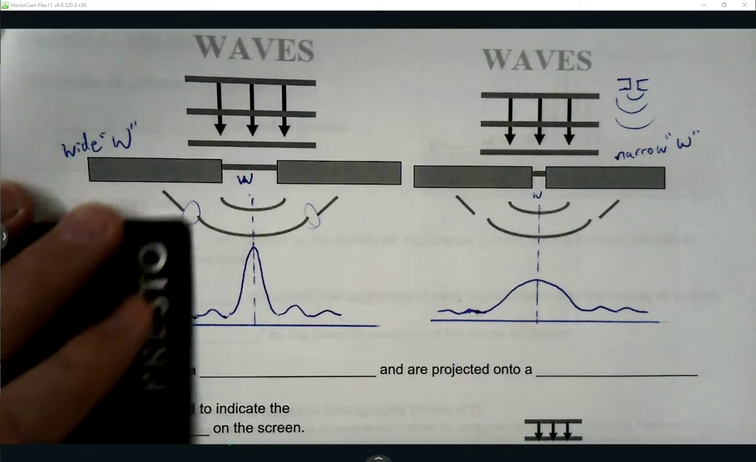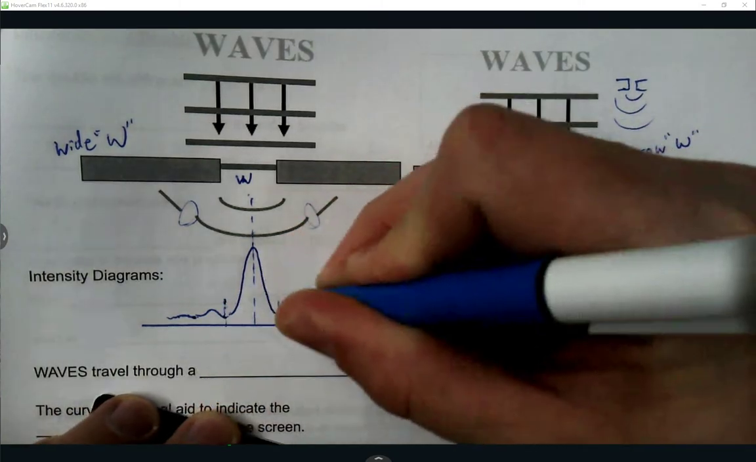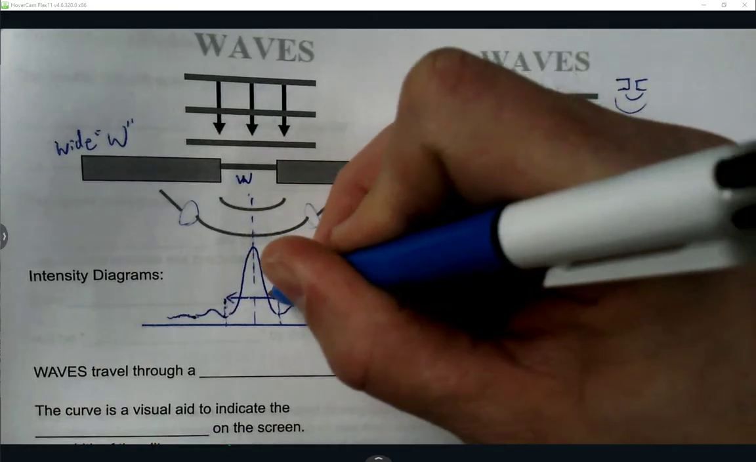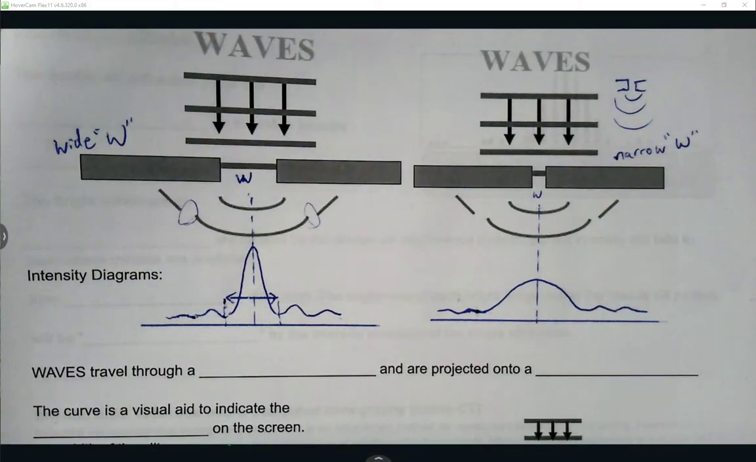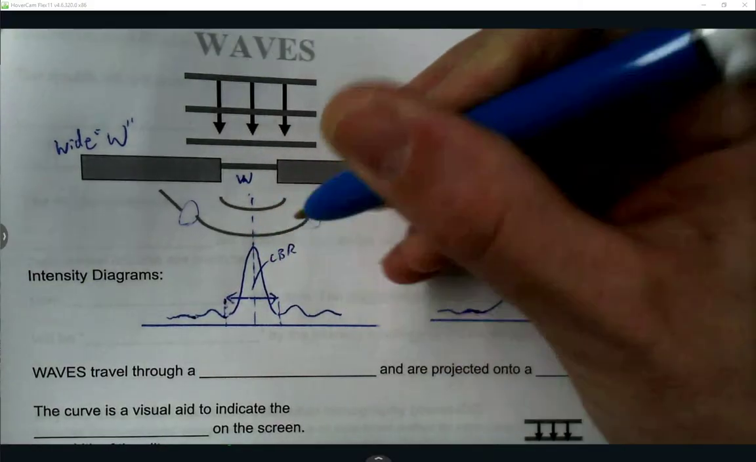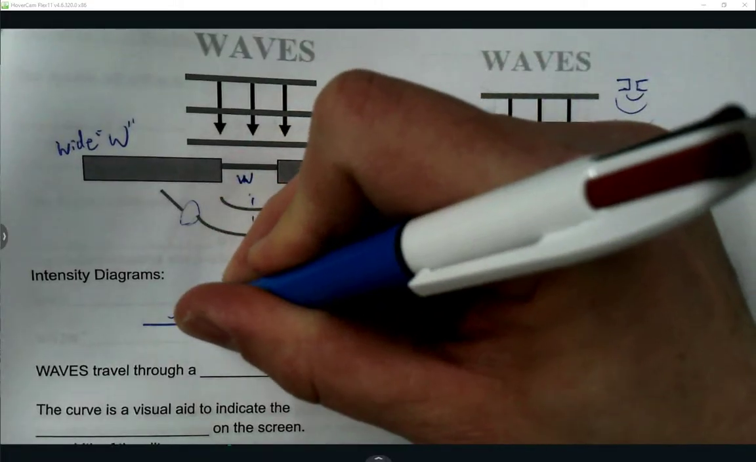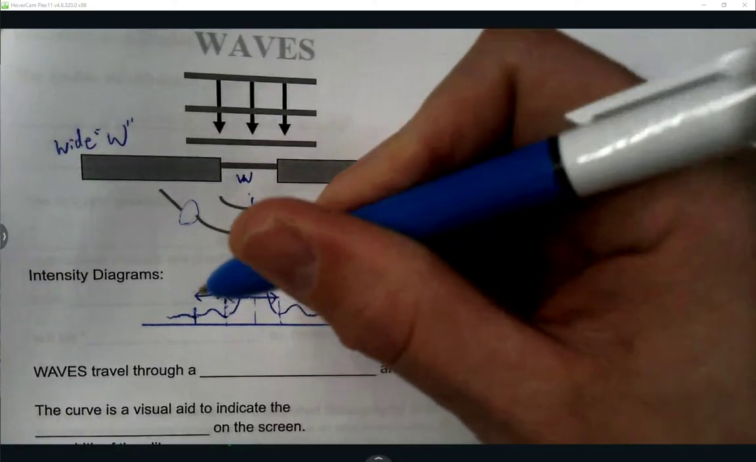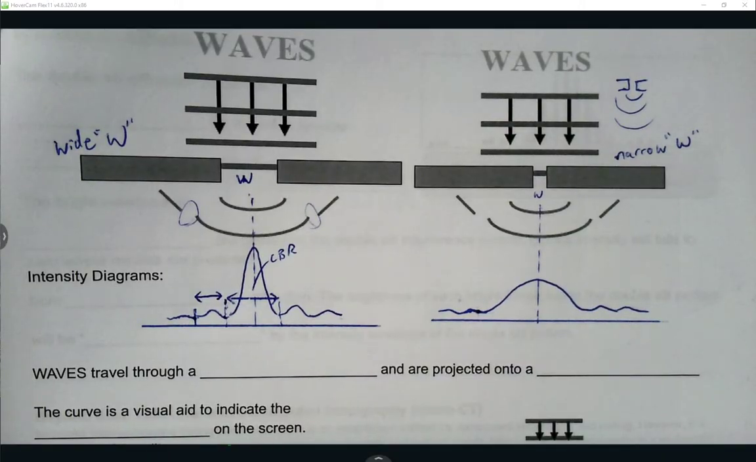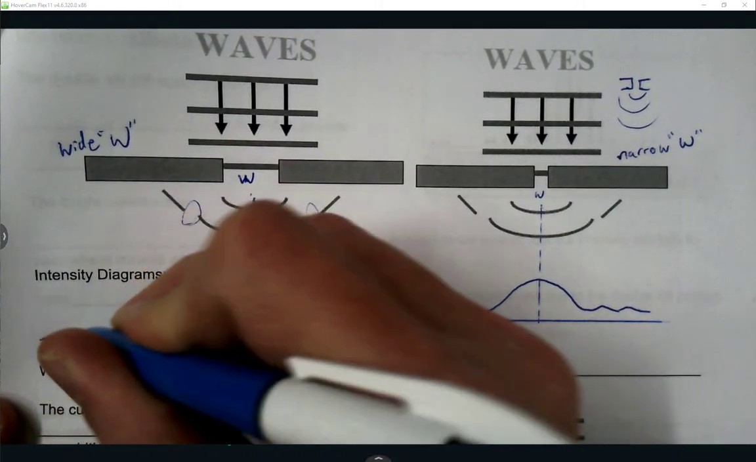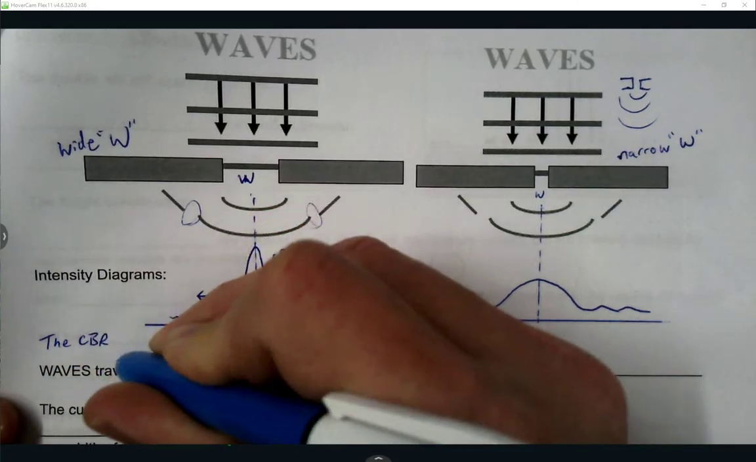But in terms of how we measure this stuff, I'll put in a dotted line here and a dotted line here, and we talk about the width of the central bright region. So from here to here, from the lowest point to the next lowest point around the symmetry, that's the central bright region, call it the CBR. But then we also talk about from that dark point to the next dark point, that's how wide the next bright region would be. And what people have noticed is that the CBR, central bright region, is twice the width of the other maxima.